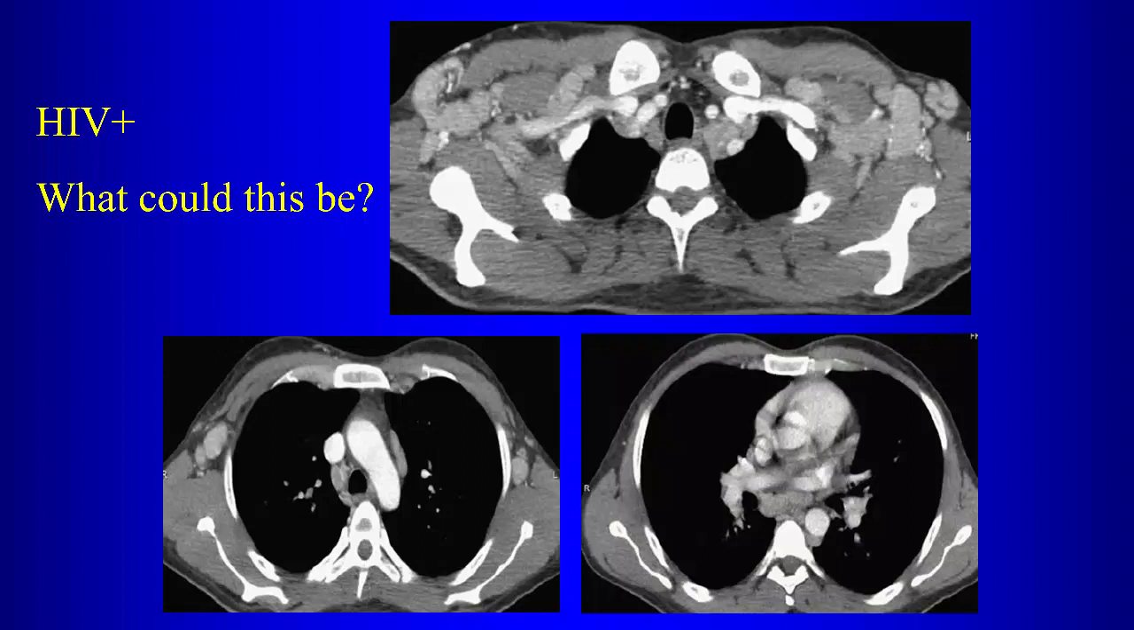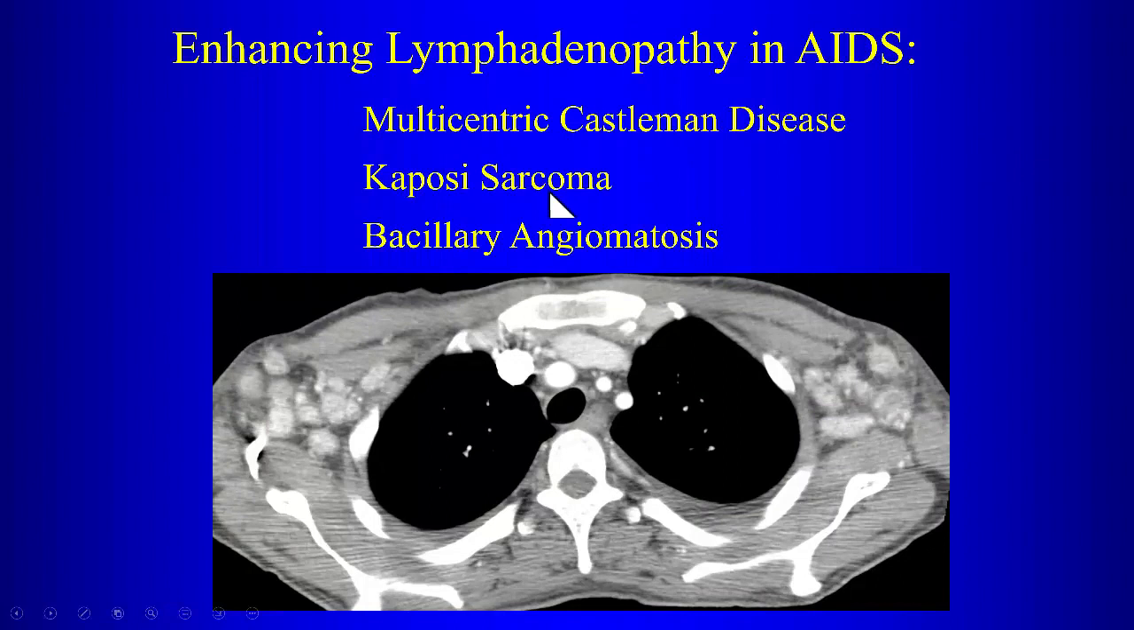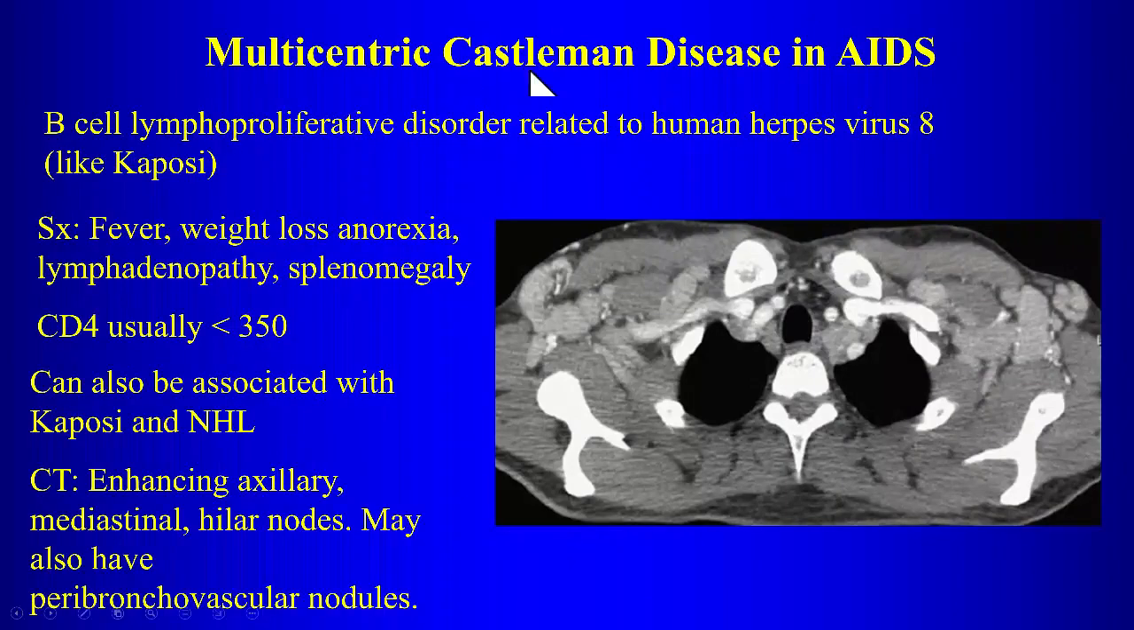Lymphoma? No, we touched on it earlier. It can resemble Kaposi's: bacillary angiomatosis. Right. So those can give you enhancing lymph nodes if patients are HIV positive. So multicentric Castleman's disease, Kaposi's, bacillary angiomatosis. These can give you enhancing lymph nodes in patients with AIDS. Okay? So multicentric Castleman's disease, it's another lymphoproliferative disorder. CD4 count is usually less than 350. They may also have peribronchial vascular nodules, but the enhancing lymph nodes is the most characteristic finding for Castleman's disease.